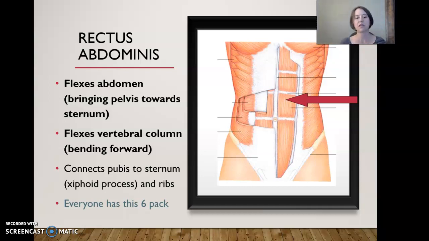And the rectus abdominis connects the pubis down here up to the xiphoid process, which is part of your sternum. And then also it connects to this line of cartilage, the linea alba. And then in class we'll watch that little video.